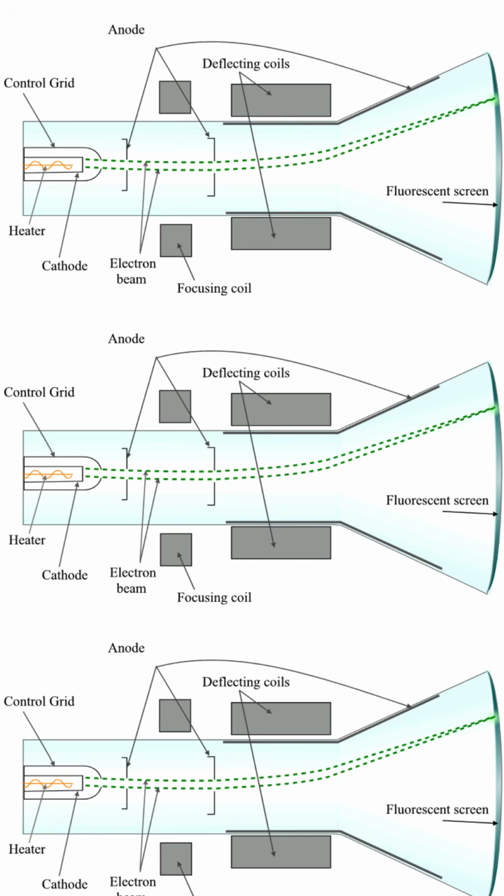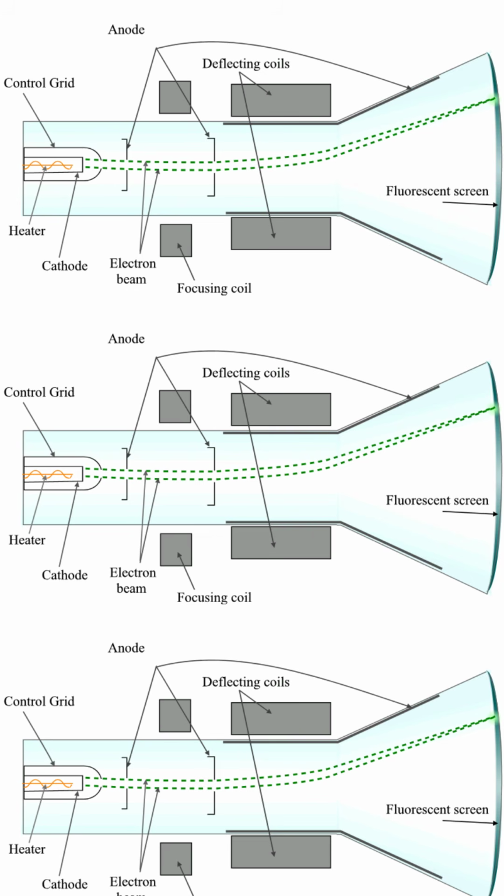Immediately following the cathode is the control grid, a small cylinder with an aperture that functions like a precise valve. By varying the electrical voltage applied to this grid, the number of electrons allowed to pass through can be finely controlled, which in turn determines the brightness or intensity of the light spot on the screen.